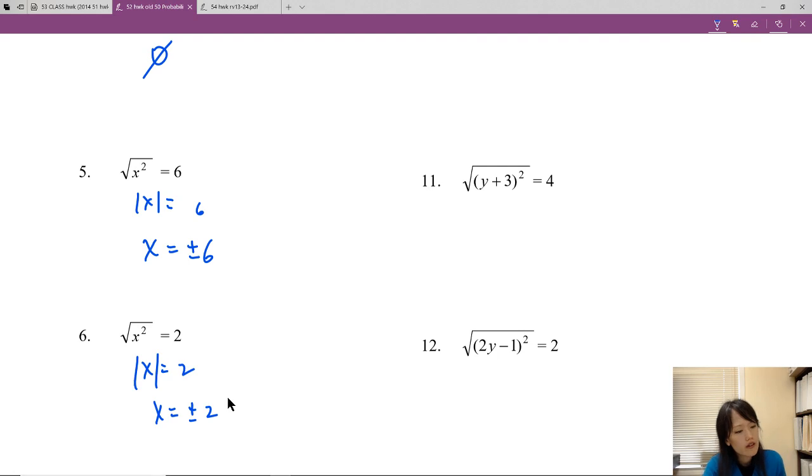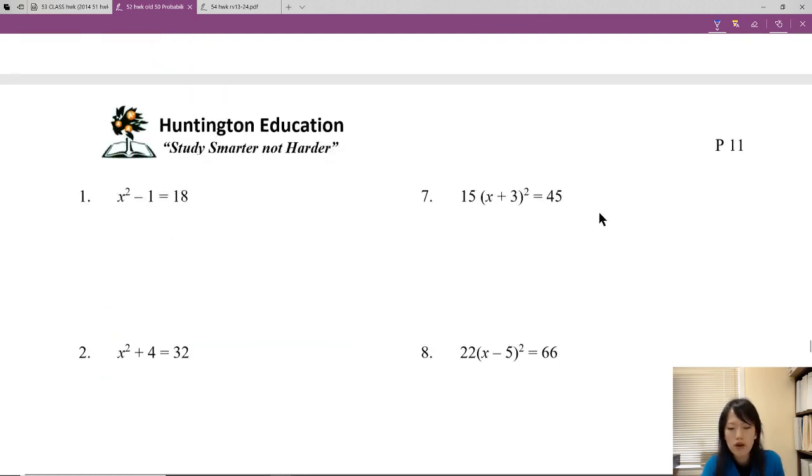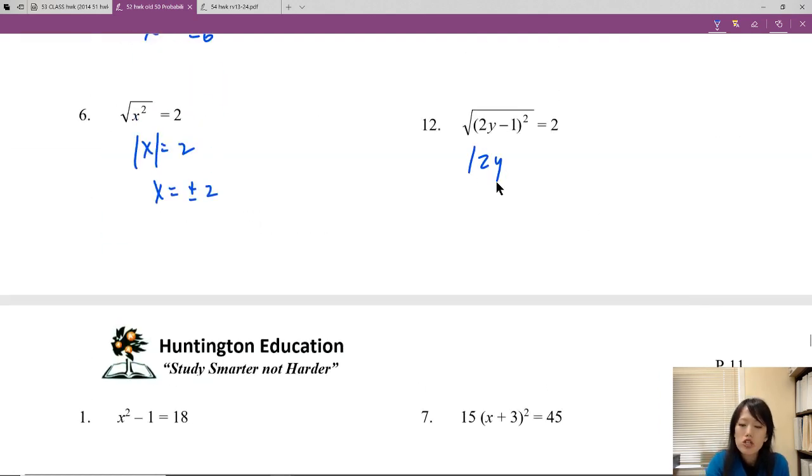Next one in here, all of these are the same thing. Look at number 12. Number 12, absolute value 2y minus 1 equals 2. So when absolute value equals 2, it means two answers. 2y minus 1 may be 2, or 2y minus 1 could be negative 2.